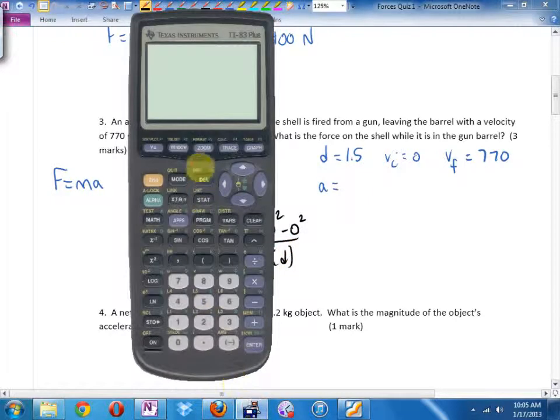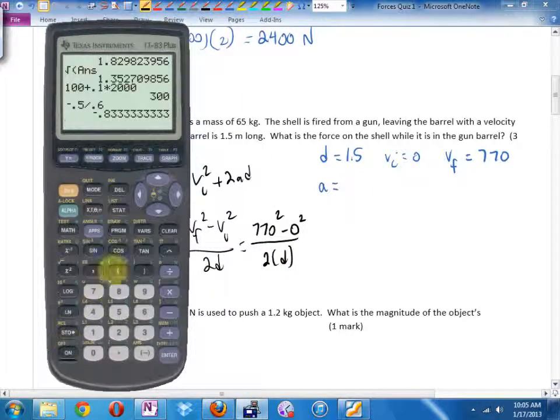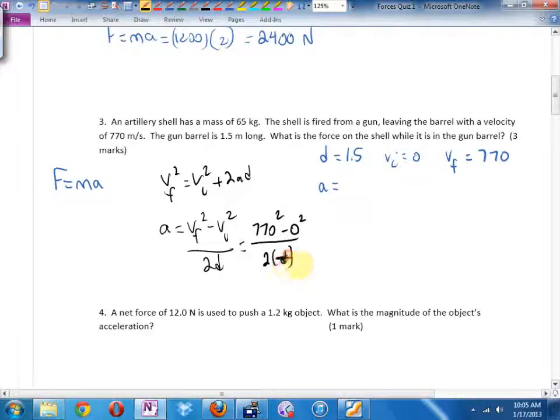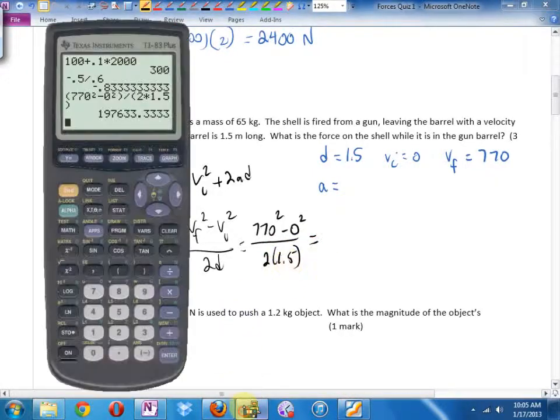When I crunch the numbers, this one I do need a calculator for. Why did I write a D there? D is 1.5, Mr. Duke. Since I'm plugging in numbers, I get 197,633.33 meters per second squared, which seems high, but then I went, no, it's an artillery shell. That's got to have a heck of an acceleration, I think. There's a reason they do damage.